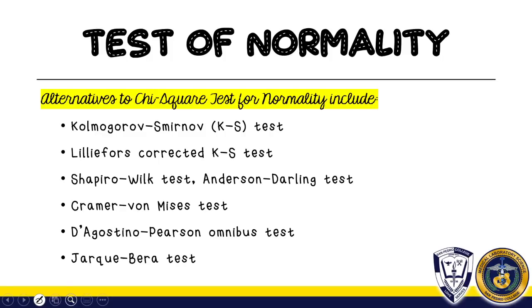Now, the test of normality is not actually that powerful. In fact, there are other alternatives to your chi-square test for normality, which are way, way better. And these are the following: you have your Kolmogorov-Smirnov, your Lilliefors, your Shapiro-Wilk, your Cramer-von Mises, D'Agostino, and your Jarque-Bera, if that is how it is correctly pronounced.